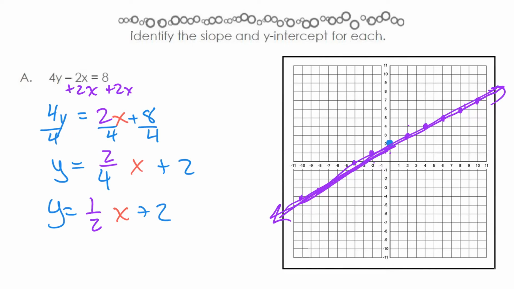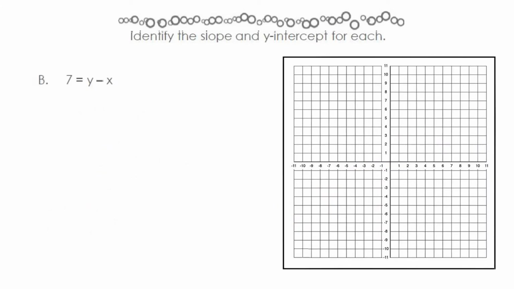Okay? And this is the equation of the line. And this is the graph of this equation. But remember, you need to turn it into slope-intercept form right now in order to make it make sense.